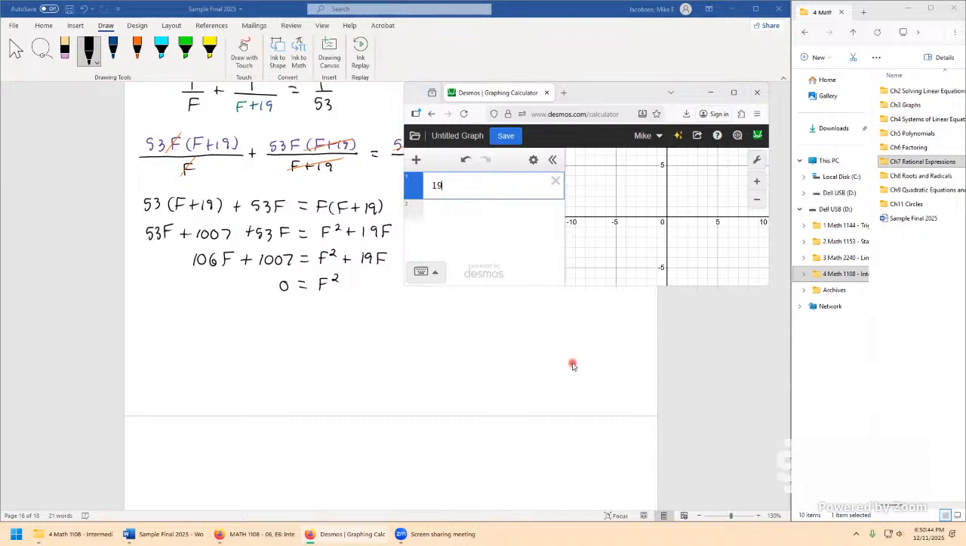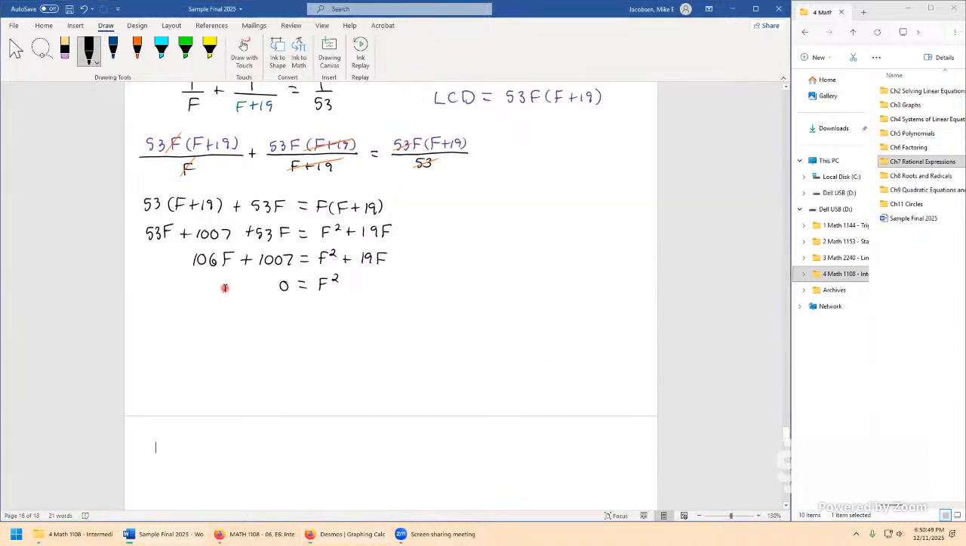Or rather, let's try this again. 19 minus 106 for negative 87 Fs. When we subtract 106F from both sides, and subtract 1007 from both sides, this is the equation we would like to solve.